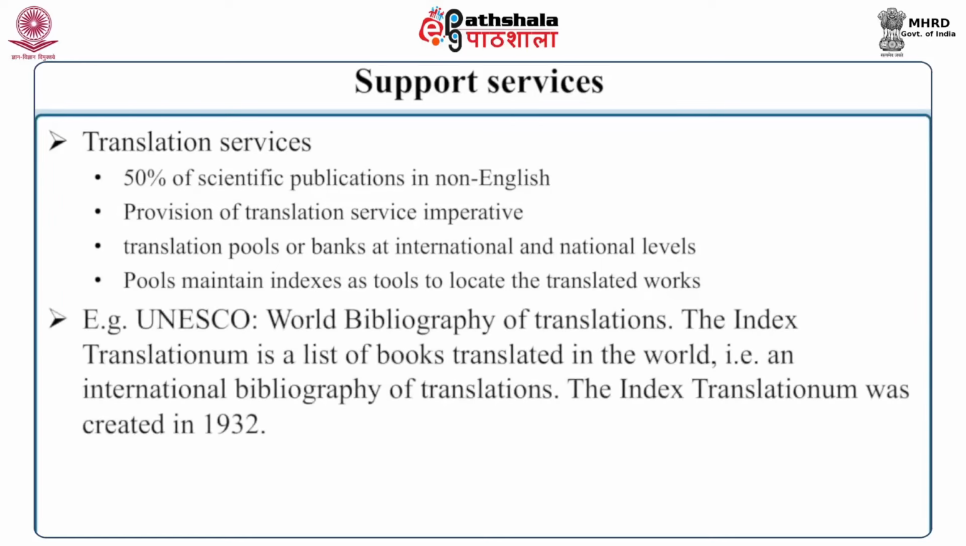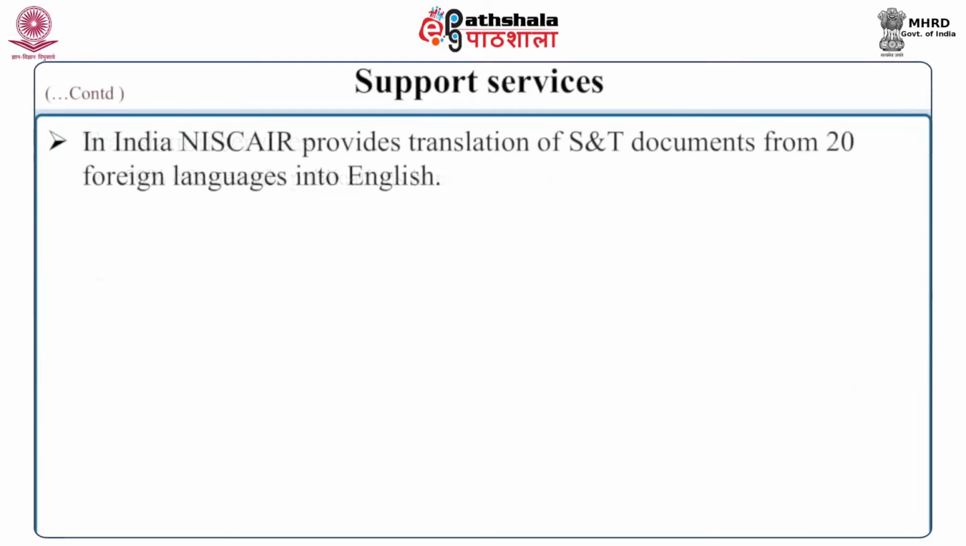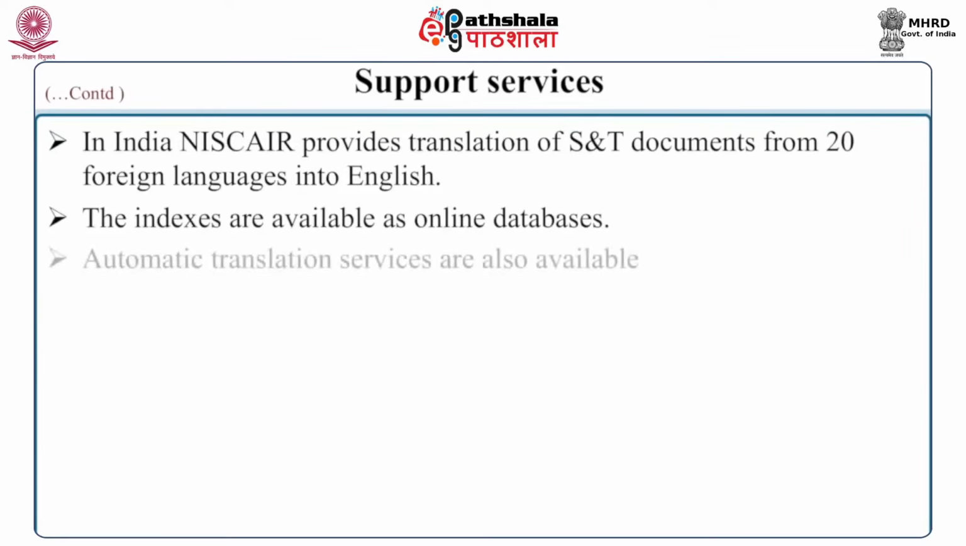For example, the UNESCO World Bibliography of Translations, the Index Translationum, is a list of books translated in the world. That is an international bibliography of translations. It was created in 1932 and is still going on. In India, NISCAIR provides translation of science and technology documents from 20 foreign languages into English. Of course, it is a demand-based service. If you want, they'll provide. The indexes are available as online databases. Automatic translation services are also available. Now we have many software tools available even on the web that translate automatically from one language into another.